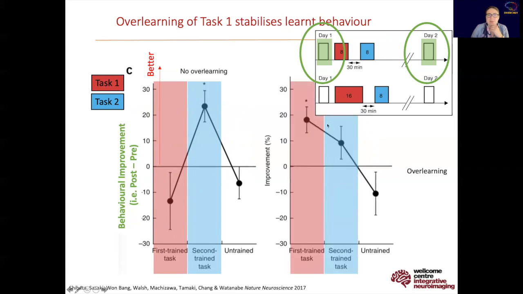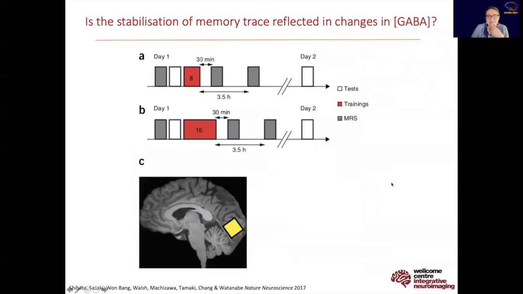However, if you overlearn your first task, so you're absolutely fluent with it, then actually you don't get any learning on a second task, presumably because your responses are saturated. And again, you don't get anything on the untrained task. And so what they did is look at that stabilization of memory trace and ask the question, can we see a change in GABA due to that?